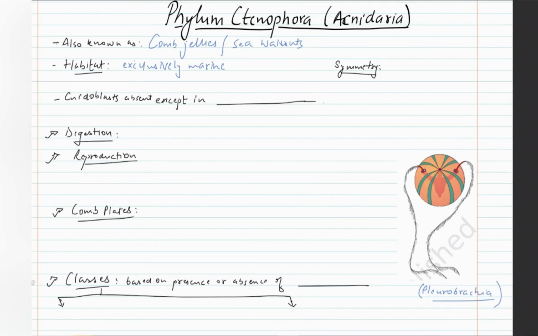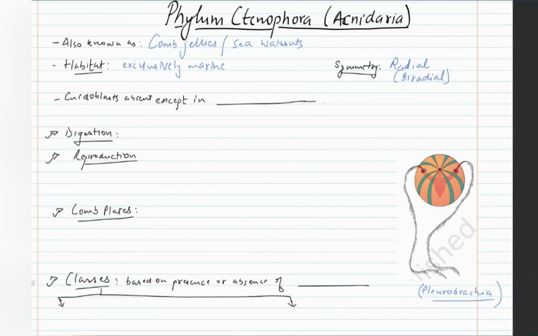Now the general characteristics are similar to phylum Coelenterata, which means these are acoelomates with two germ layers, that is, they are diploblastic and show a tissue level of body organization. Talking about symmetry, like phylum Coelenterata, they also have radial symmetry, but a special name is given to their symmetry, which is biradial symmetry. That is, there are two planes which divide the body into two equal halves.